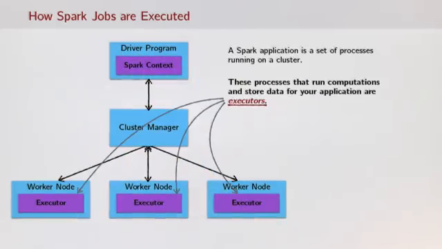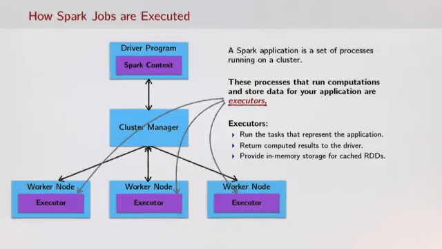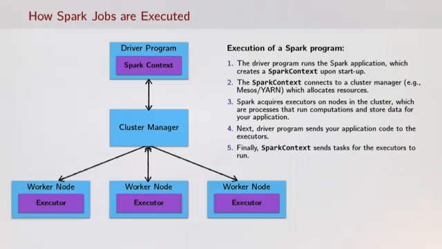So these processes that make up a Spark application, these are all running in these executor things here. And this is also where your data is stored and cached. So just to summarize, executors run the tasks that represent the application. They return the computed results to the driver. So whenever an action is done on one of these executors, the executor is the one that returns the result back to the driver program. And of course, executors also provide in-memory storage for cached RDDs. So to summarize the steps that represent the execution of a Spark program, the driver program runs the Spark application, which creates a Spark context upon startup.